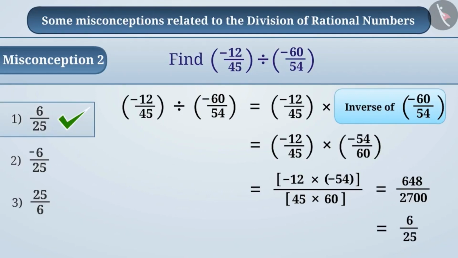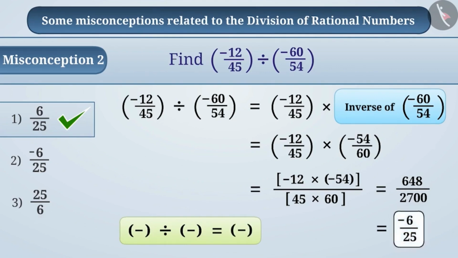Some children make a common mistake regarding signs. For example, they think that the result of two negative numbers will always be negative, so they put a minus sign in the result. This gives them the result minus 6 by 25, which is wrong. So, option 2 is the wrong answer.